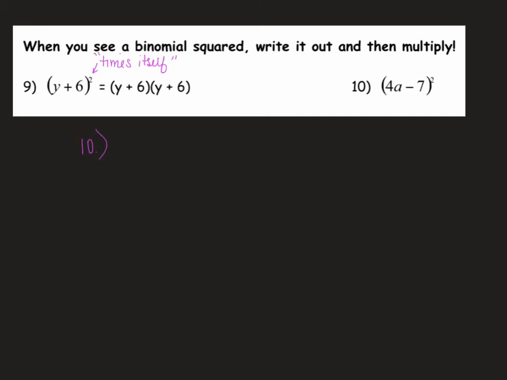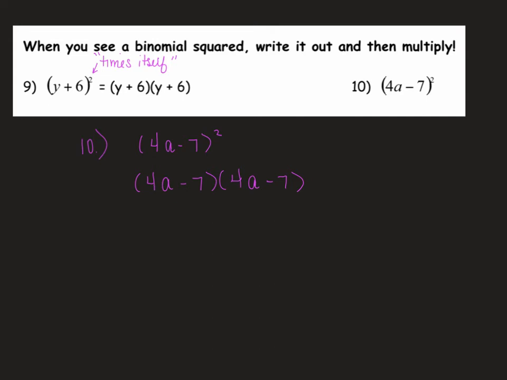So this example over on the right hand side, it says 4a minus 7 squared. So that means that I really have 4a minus 7 times 4a minus 7. It's multiplied by itself. This is a humongous mistake people always make, not writing it out separately. You need to write it twice.